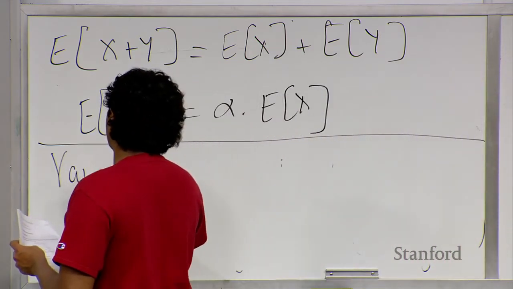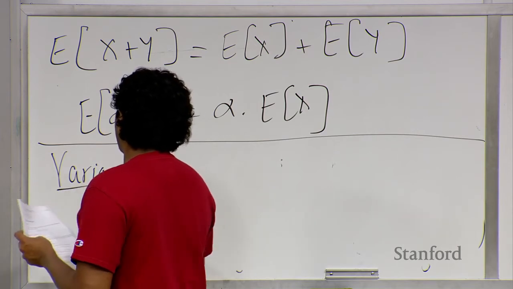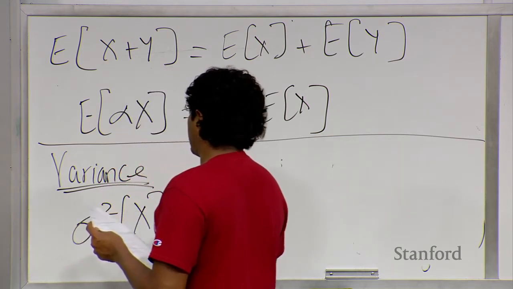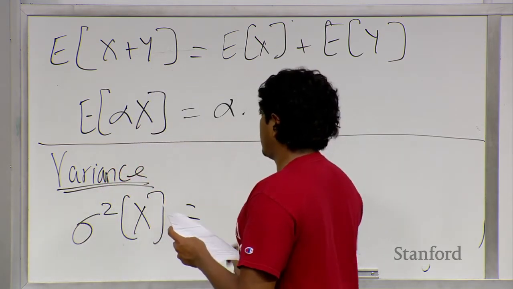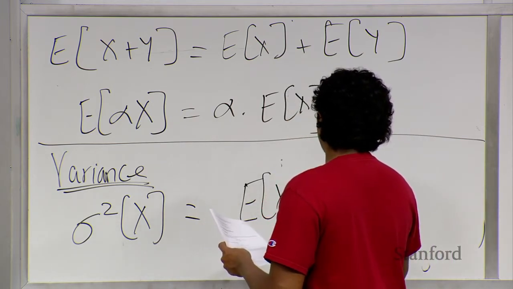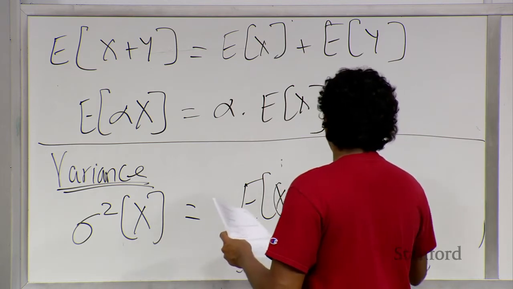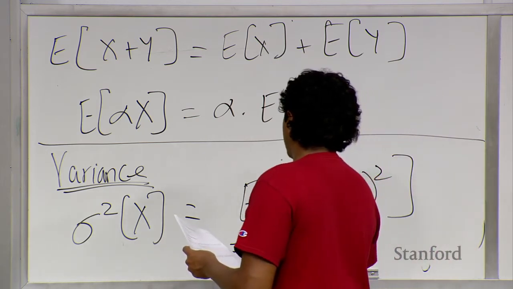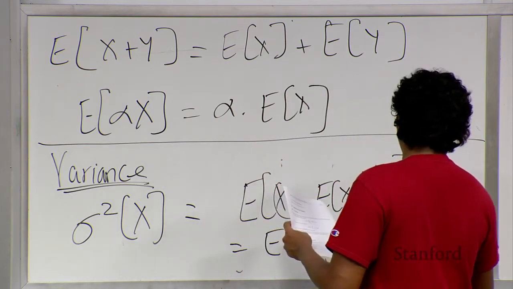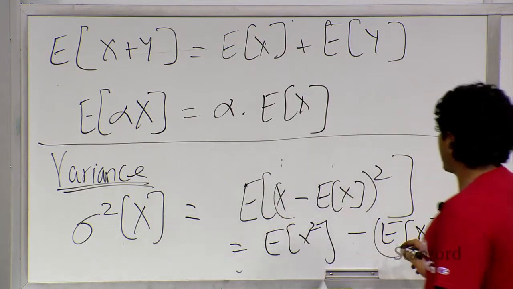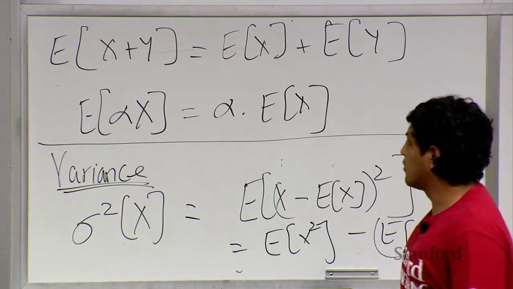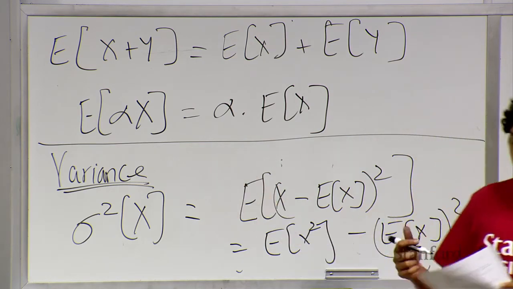Okay, the next thing we are going to talk about is something called variance. The variance, which is typically denoted as sigma squared of x, is given by the expectation of x minus E of x, the whole squared. Another way to think of it is the expectation of x squared minus the expectation of x the whole squared. The expectation of x here is the mean that we spoke about earlier. So variance is some sort of measure of how far away things are from the mean.